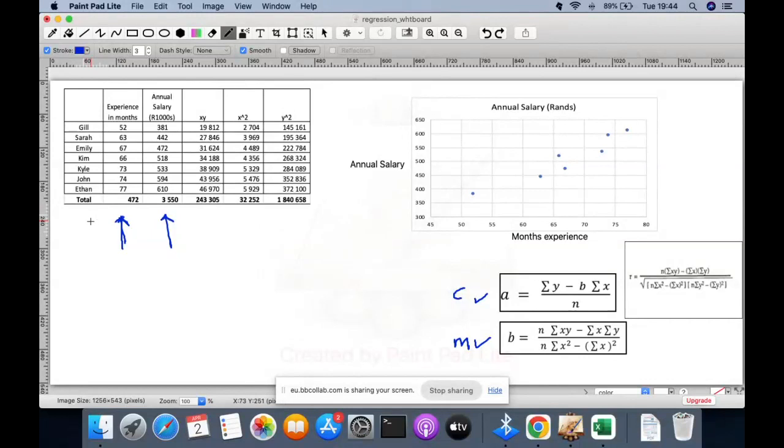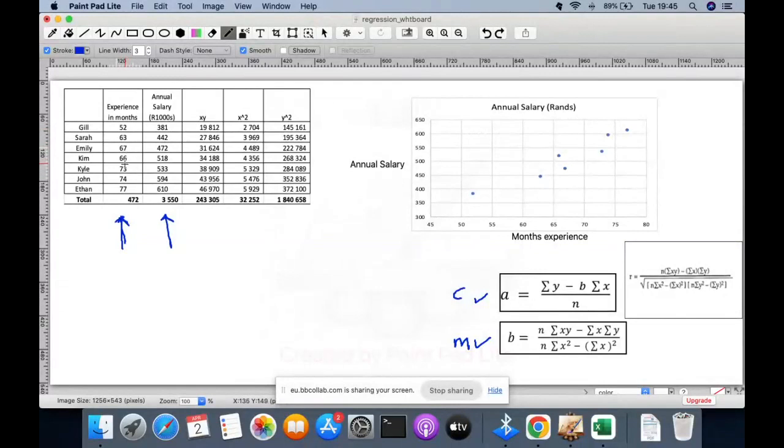It doesn't really matter. But because they all have the same job, their months of experience would dictate what their annual salary is. And here in the second column, it's showing their annual salary in thousands of rands. So Jill earns 381,000 rands per annum, right? Sarah 442, and you can see that the data isn't necessarily ordered in terms of the X variable, in other words, the experience. Sometimes it won't be, but that's not too important.